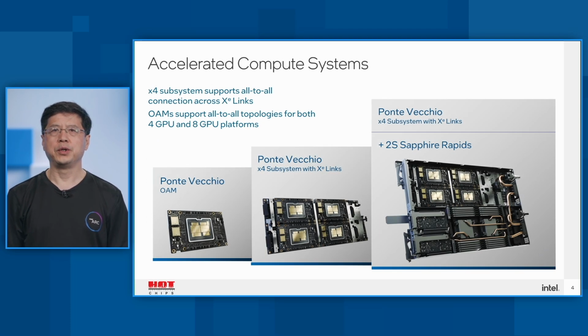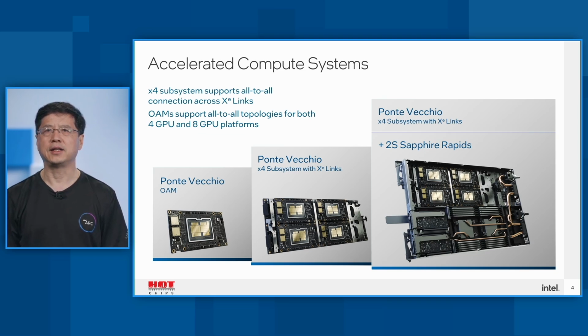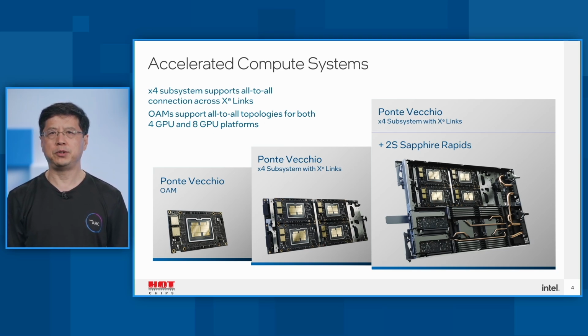Here, we are showing an illustration of how we can take Ponte Vecchio silicon and scale it up and build a system around it. We prototyped a 2-stack Ponte Vecchio GPU on the OAM. We then pair 4 of those on the 4 OAM subsystem. We then pair that with a dual-socket Sapphire Rapids host and with liquid cooling, prototype this in a 1U server node.